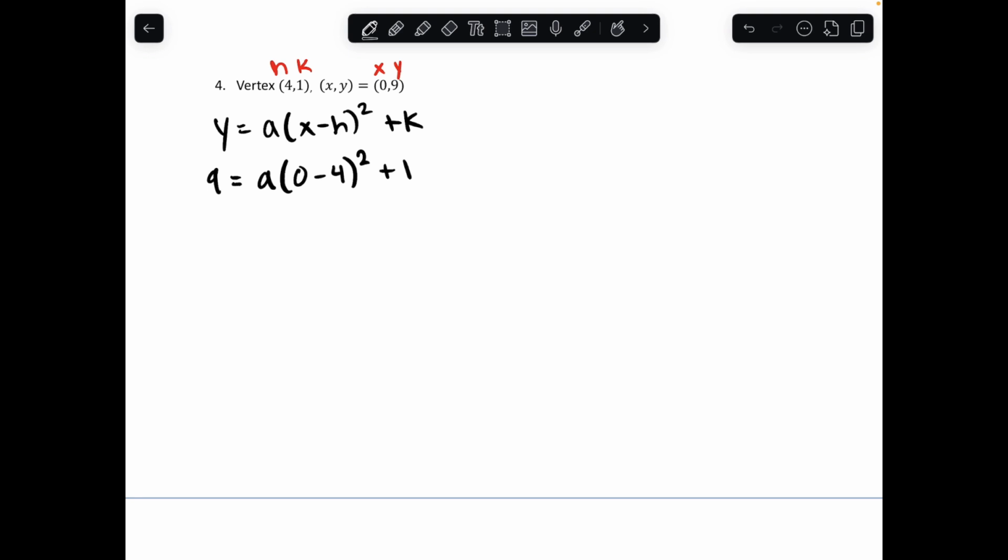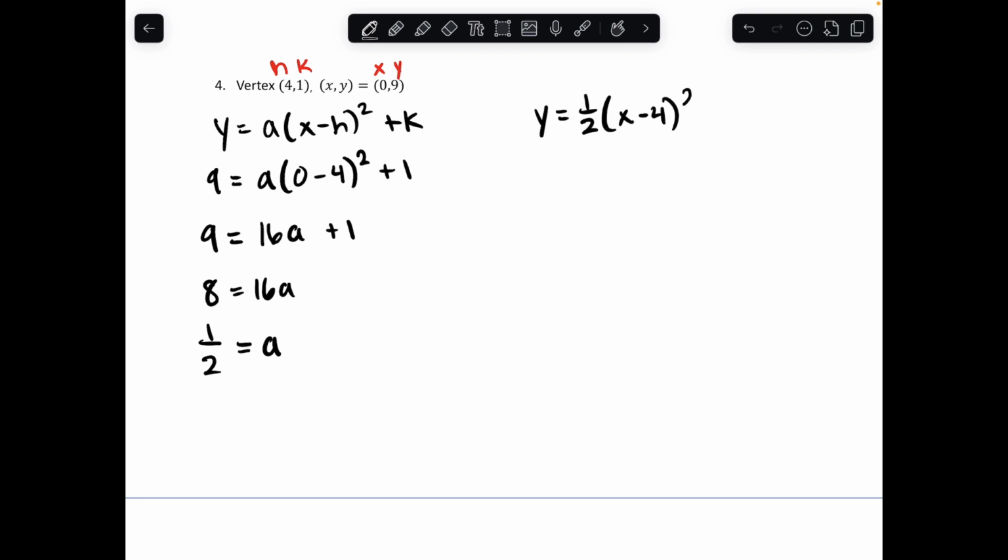0 minus 4 is negative 4, and negative 4 squared is going to be 16. So this then becomes 9 equals 16a plus 1. We subtract 1 from both sides, and we get 8 is equal to 16a. Dividing both sides by 16, we're going to see that a is equal to 1/2. Now let's plug this back into our equation, and we see that we have y equals 1/2 times (x minus 4) quantity squared, and then plus 1.